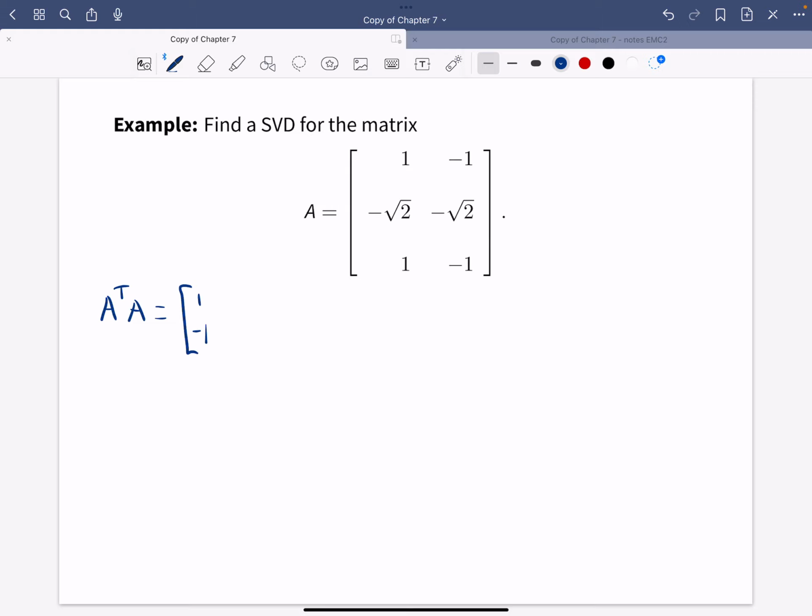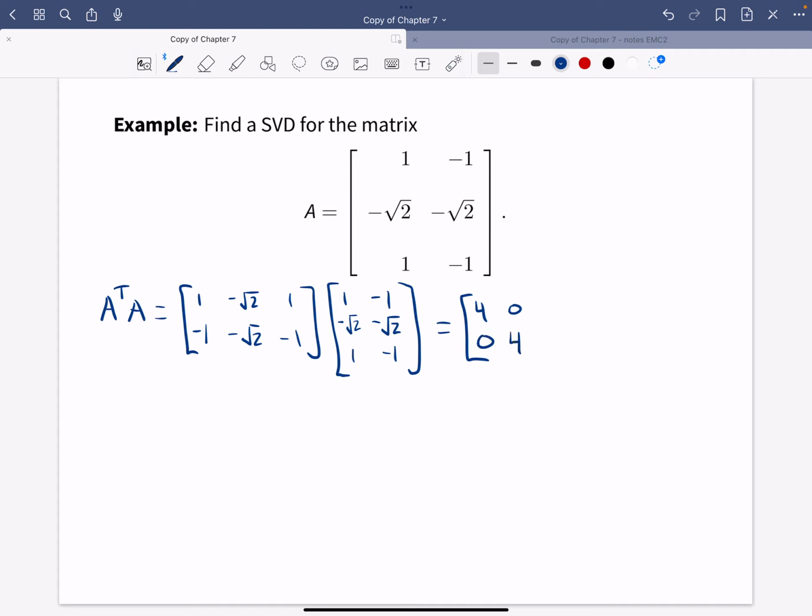So that's [1, negative 1], [negative rad 2, 1, negative 1] times our A matrix, and when we multiply these out, the top entry we're going to get 4, then we're going to get 0 here, we'll get 0 here as well, and we get 4 here. So fortunately for us, we got lucky in this case, and the eigenvalues are immediate to read off. They're just both equal to 4.